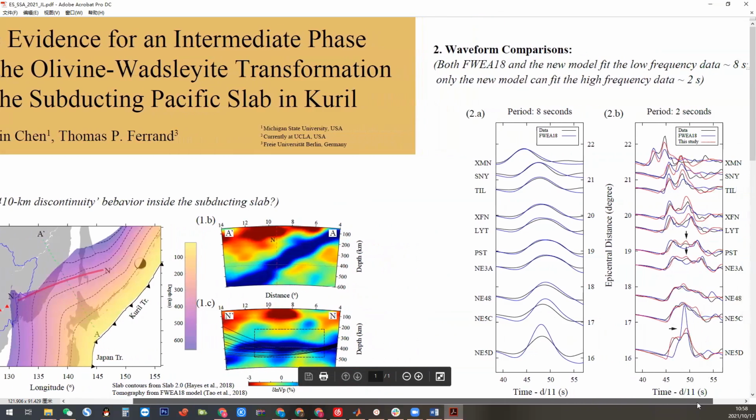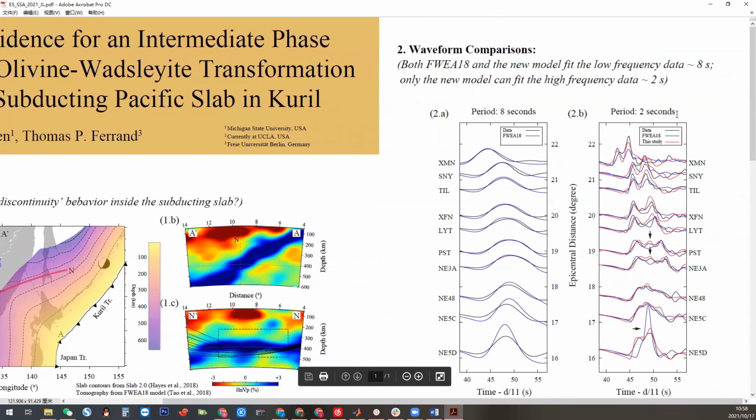However, if we go to higher frequency at 2 seconds, obvious mismatch occurs between the black data and the blue synthetics from the model FWEA18, which indicates that even the most recent tomography model is still a smoothed version of what's really going on in the Earth. And our goal is to modify this model in this certain cross-section to fit the high frequency data.